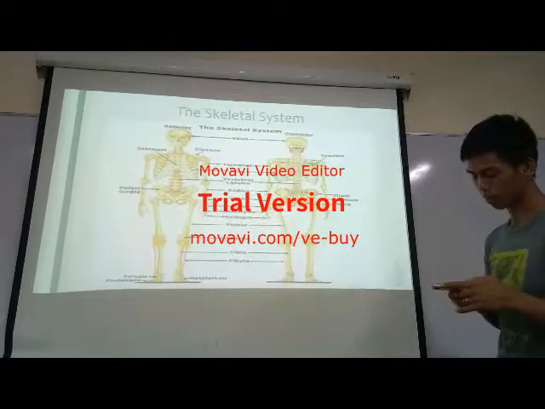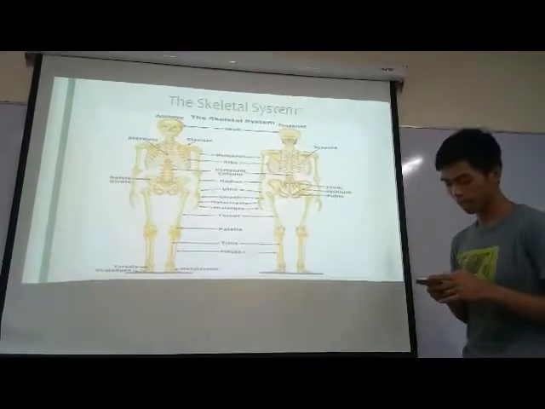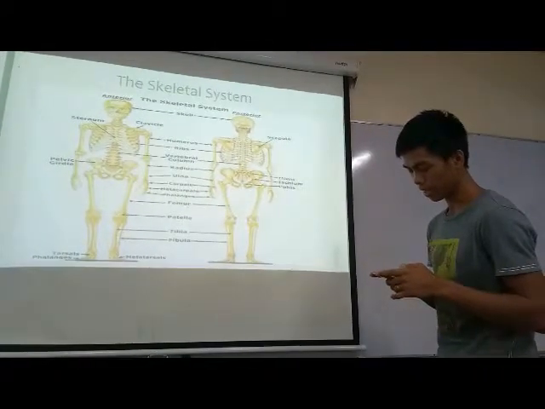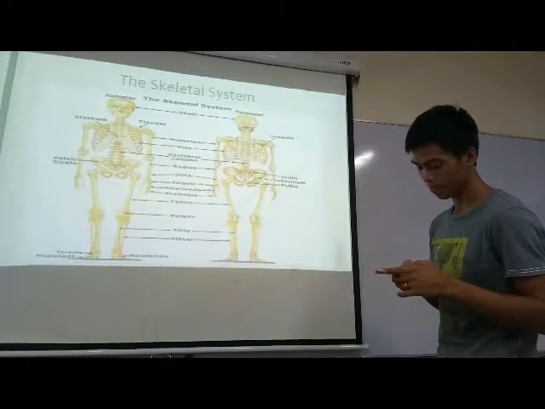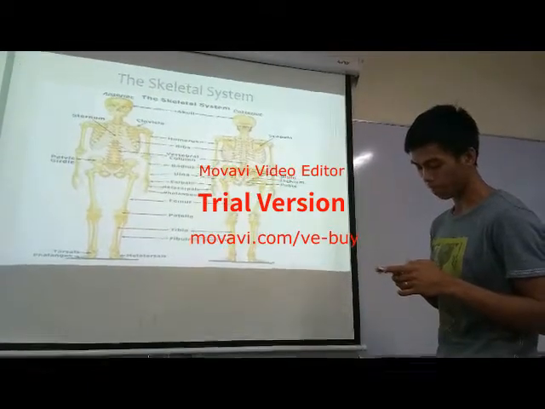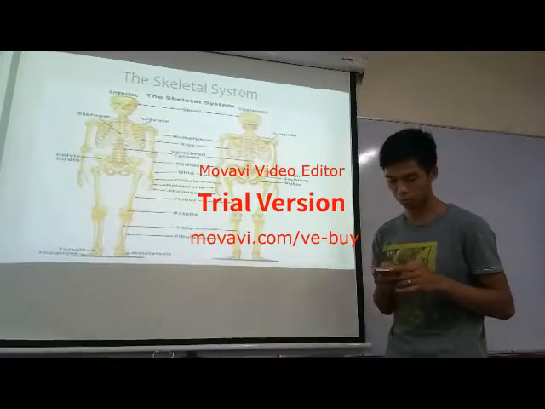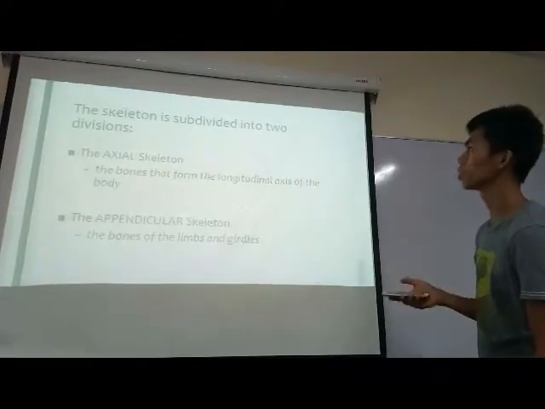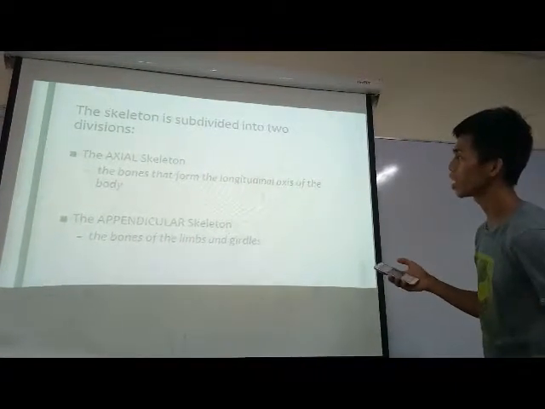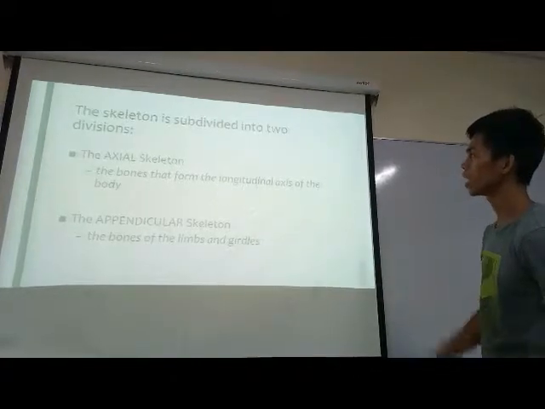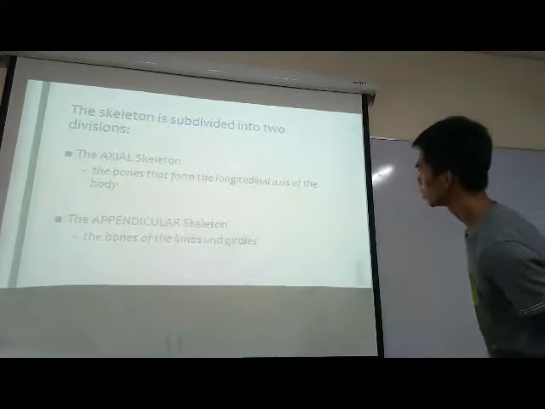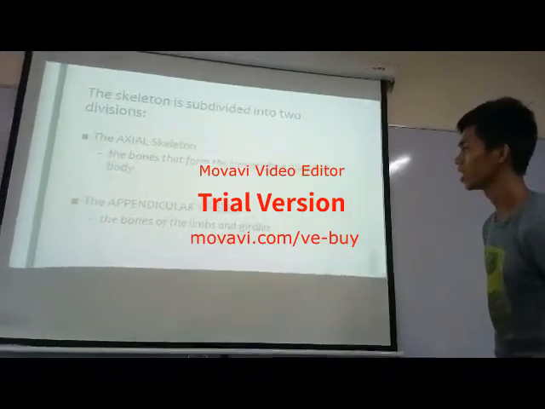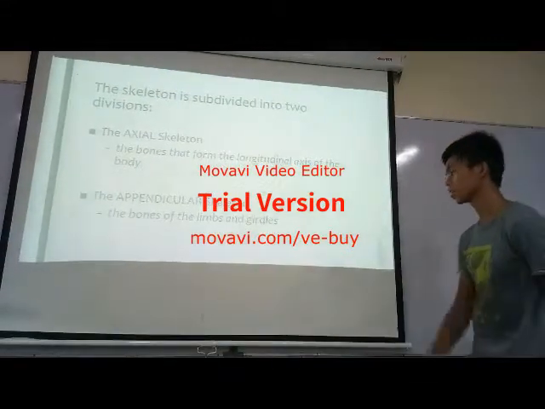Although the word skeletal comes from the Greek word meaning dried up body, our internal framework is so beautifully designed and engineered, strong yet light, it is perfectly adapted for its function of body protection and motion. The skeleton is divided into two divisions. The axial skeleton, the bones that form the longitudinal axis of the body. The appendicular skeleton, the bones of the limbs and girdles.